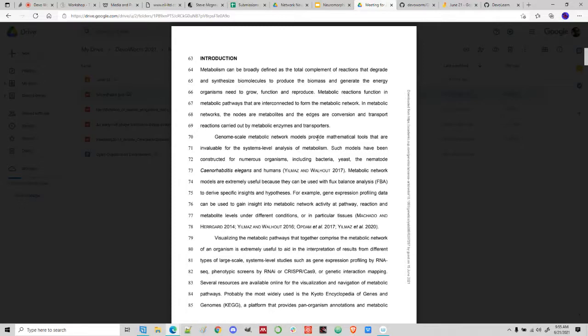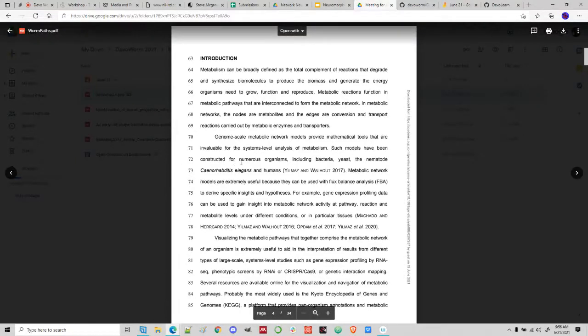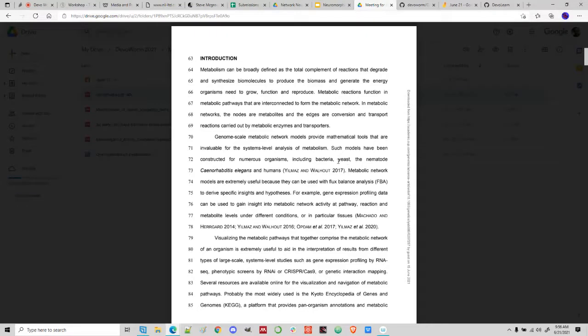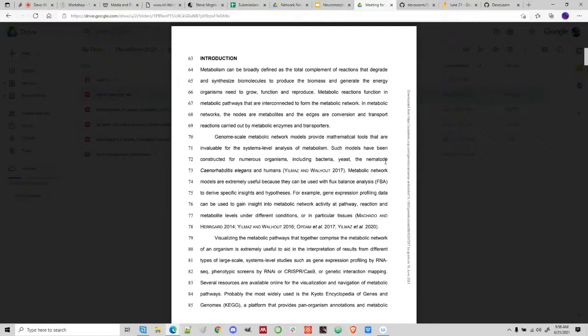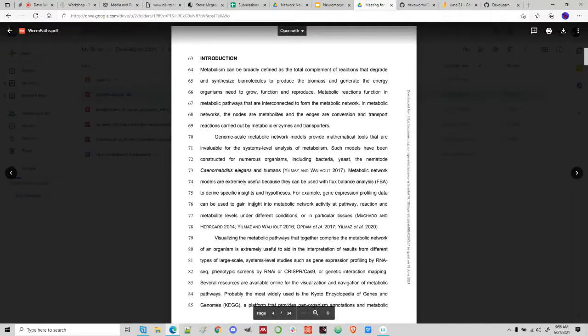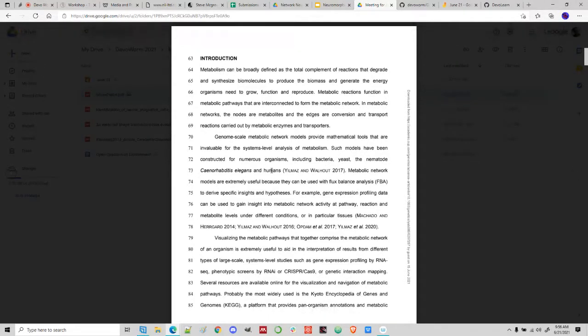Genome-scale metabolic network models, which are things that are controlling gene expression, provide mathematical tools that are invaluable for the systems-level analysis of metabolism. Such models have been constructed for numerous organisms, including bacteria, yeast, and C. elegans, and humans. So they've got these different models for different organisms, but they're improving upon the C. elegans model. And humans obviously is important for human health. Yeast is actually a common model for looking at animal or metazoan origins of things, so yeast is quite an important model organism.